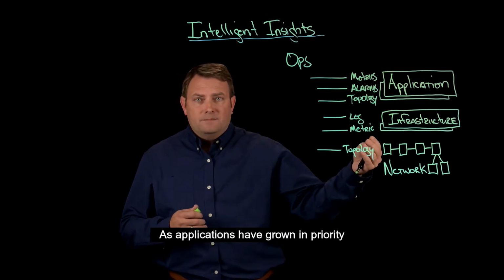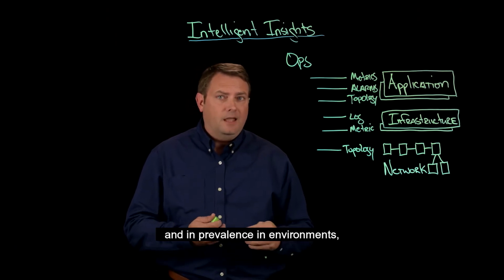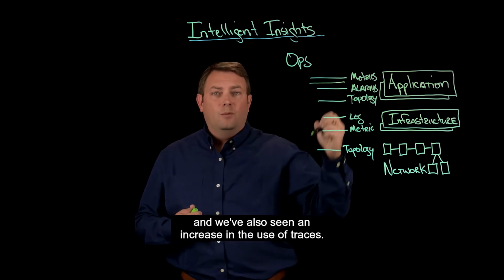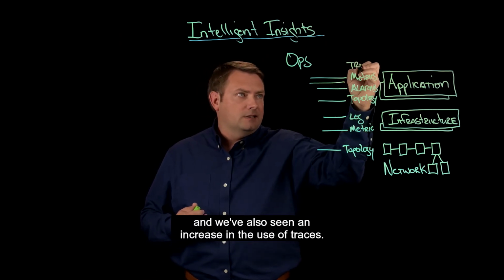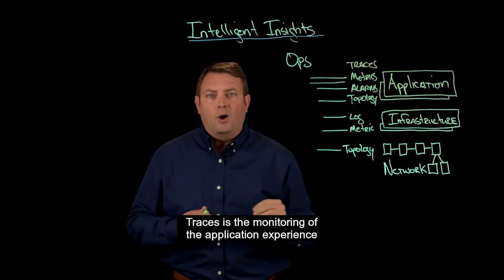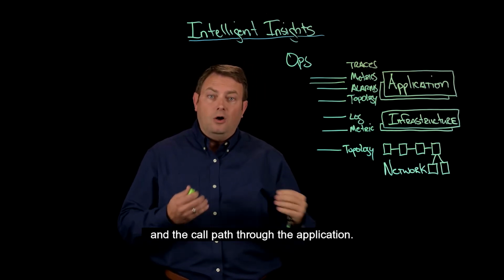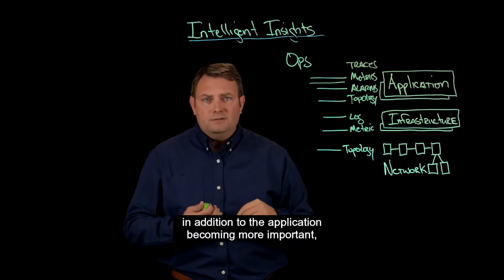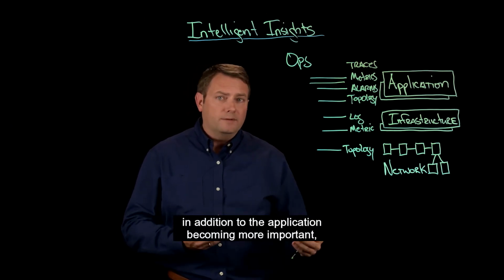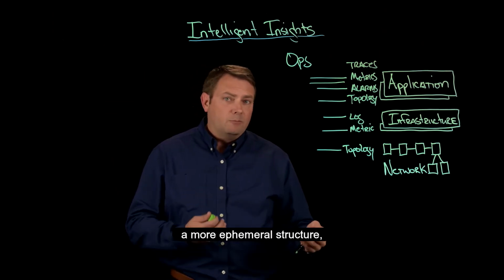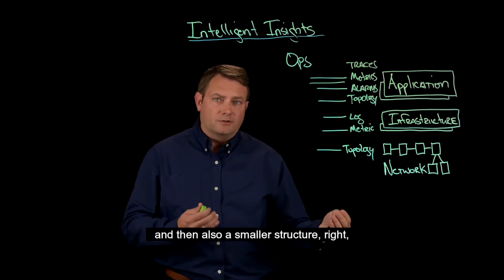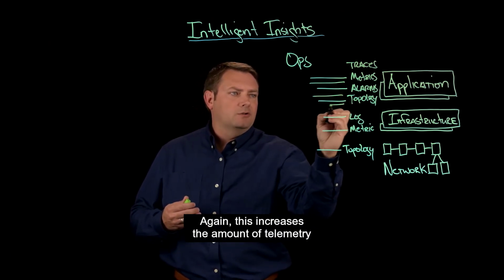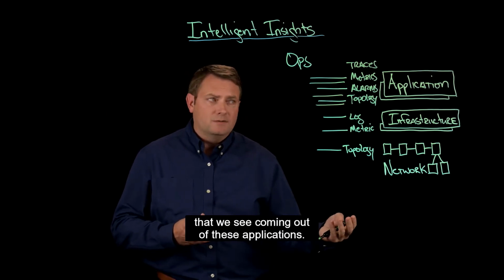As applications have grown in priority and in prevalence in environments, we've seen an increase in the number of metrics, and we've also seen an increase in the use of traces. Traces is the monitoring of the application experience and the call path through the application. In addition to the application becoming more important, we also see them moving towards a more ephemeral structure and a smaller structure, towards microservices. Again, this increases the amount of telemetry that we see coming out of these applications.